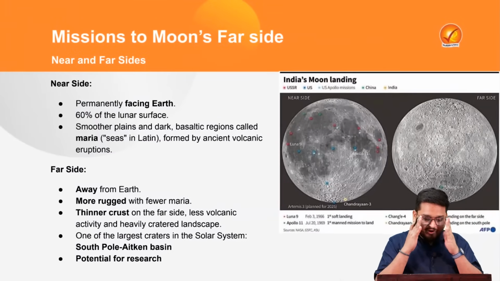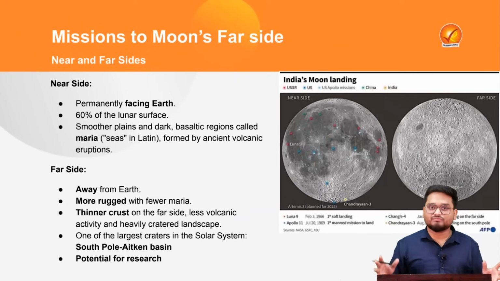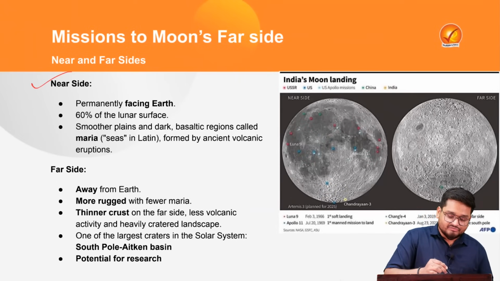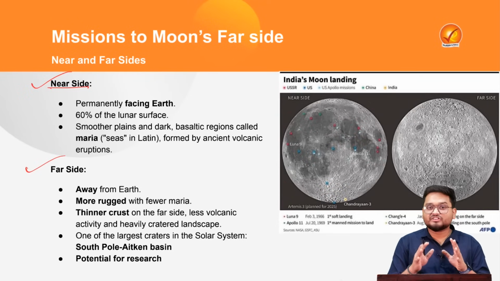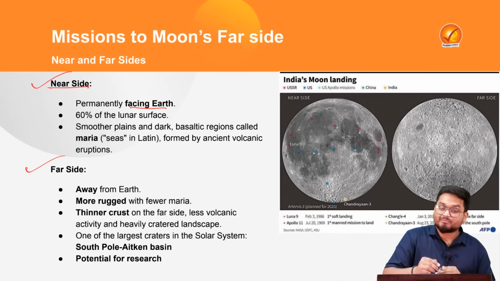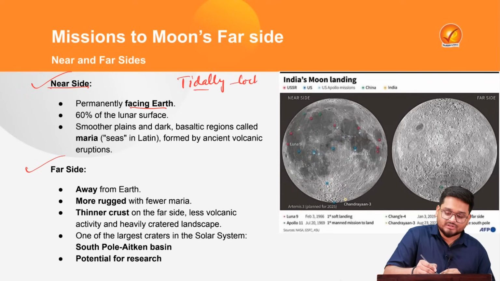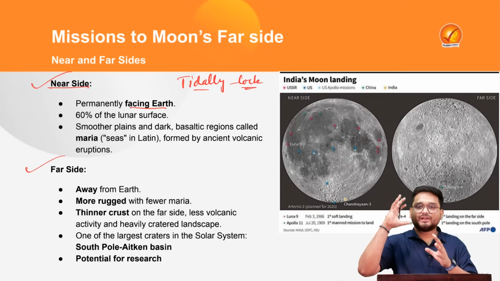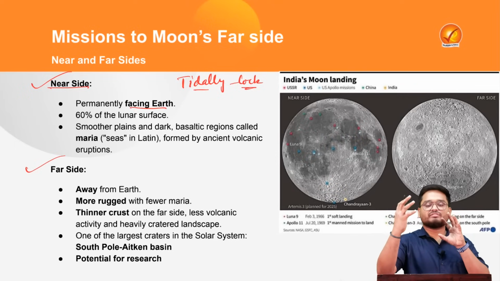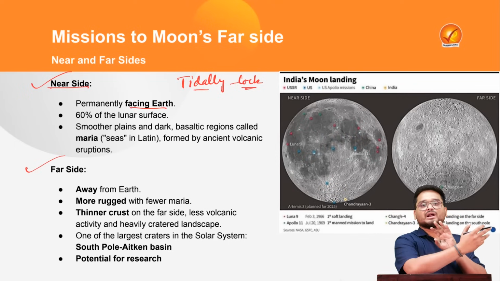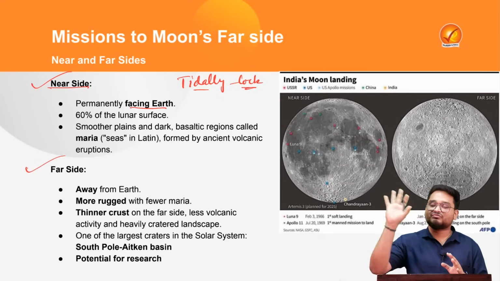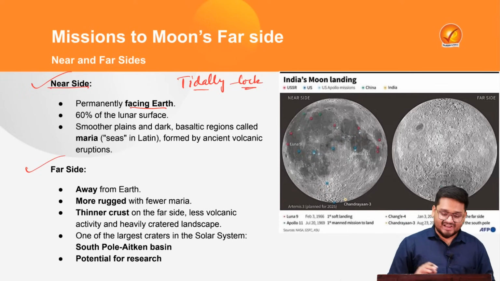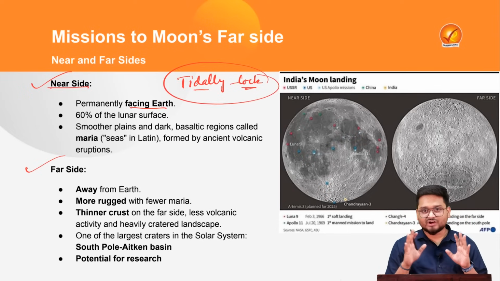Now, to understand the various sides of the moon, we have 2 sides, the near side and the far side. The near side is the side which is permanently facing Earth, because we know that the moon is tidally locked with Earth. That means whenever we look at the moon, we only ever see one side of it, because it is tidally locked with our Earth.